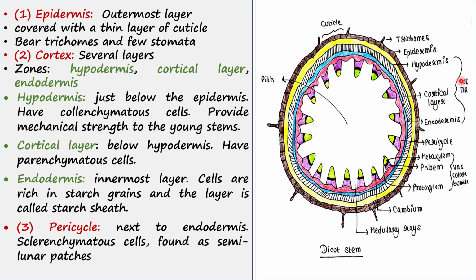Next is pericycle, this red one. Pericycle is placed just below the endodermis. And this pericycle contains sclerenchymatous cells. And the cells in the pericycle layer are found as semilunar patches, just like this.